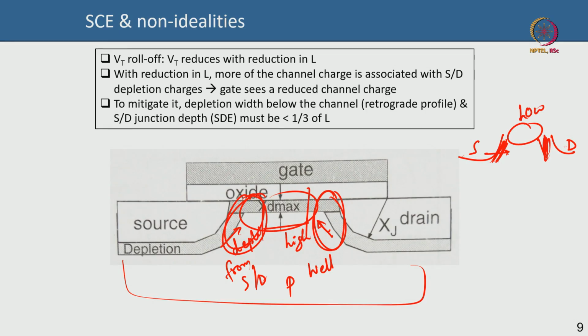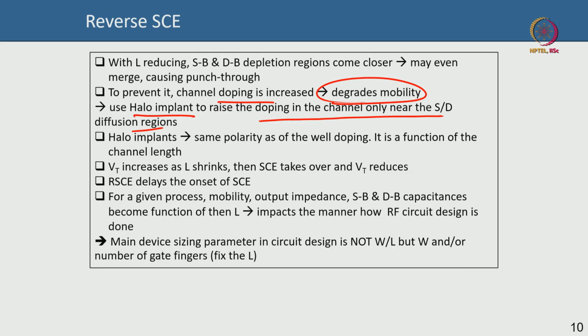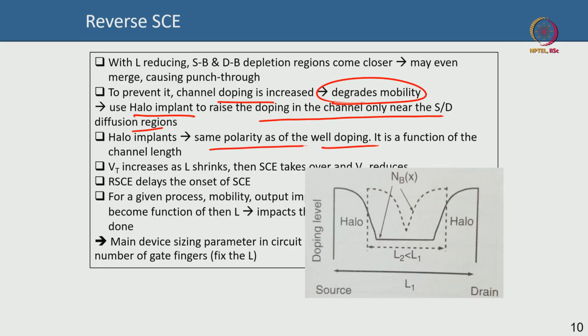So the punch through will not happen, the source and drain depletion will find it hard to deplete the highly doped region, and the channel mobility will not degrade because you have not highly doped it, correct. So that is called halo implant. This has to be of the same polarity as the well doping, and it is a function of the channel length. This is how a halo doping looks like, this dot dashed line you can see.